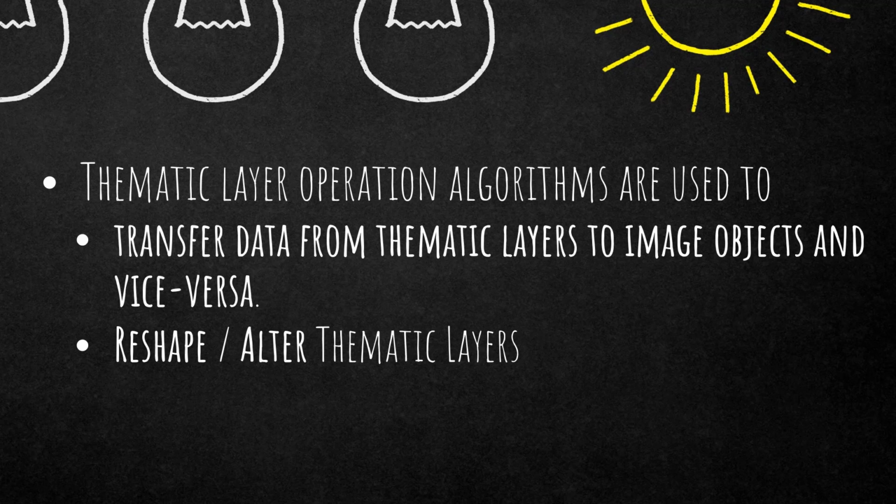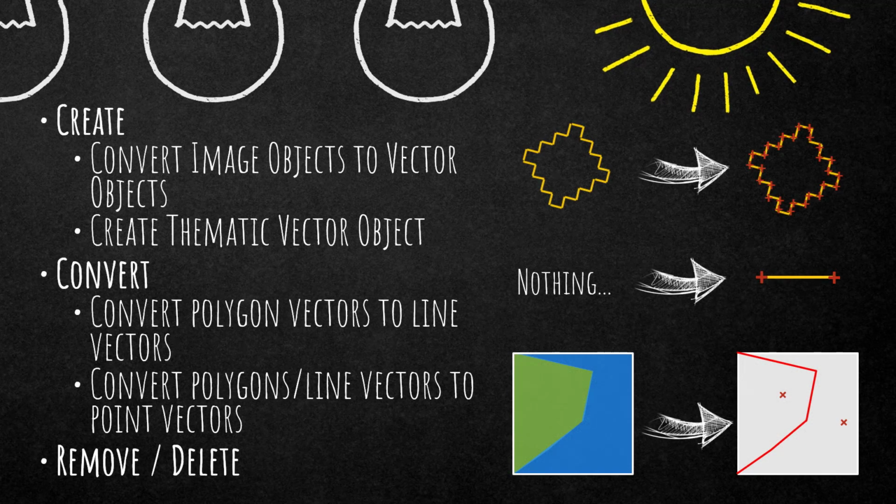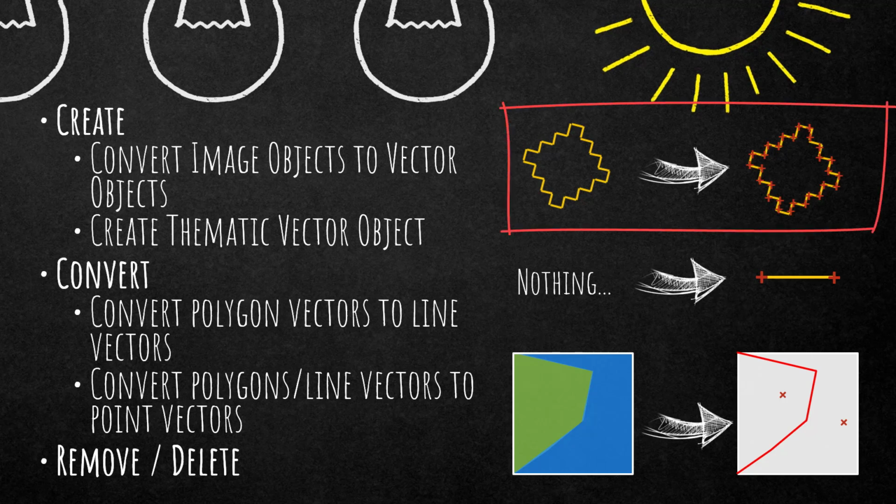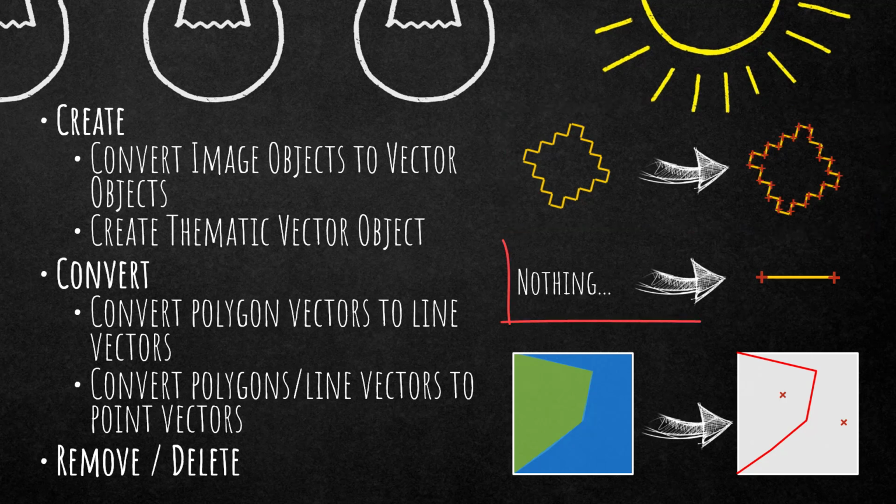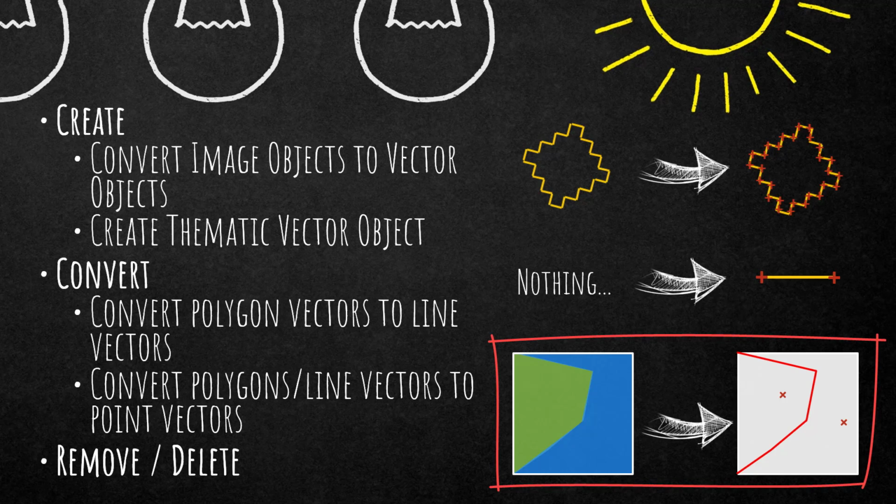Nevertheless, today we're gonna focus on how to create, convert and remove or delete your thematic layers. For the creation, I'm gonna show you two different algorithms. One that converts image objects to vector objects, and the second one is creating thematic vector objects out of nothing. Afterwards, we're gonna have a look at the conversion. So we can convert polygon vectors to line vectors, and that's what I'm also going to show you in the project. And we can convert polygons or line vectors to point vectors.